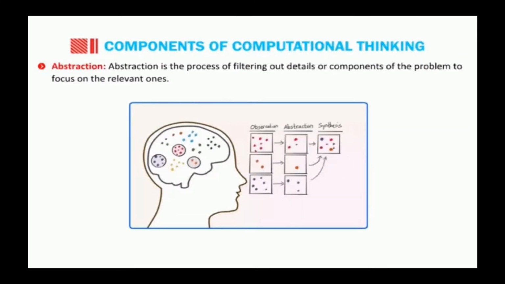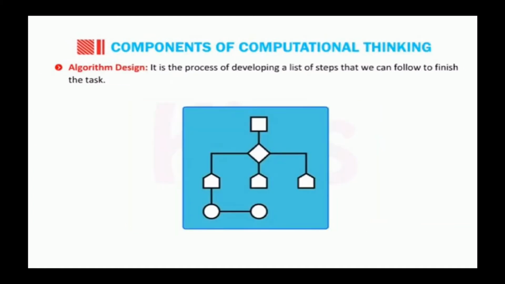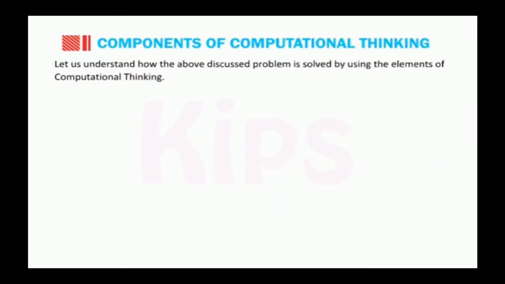Fourth, abstraction. Abstraction is the process of filtering out details or components of the problem to focus on the relevant ones. Then, algorithm design. It is the process of developing a list of steps that we can follow to finish the task. Now, let's understand how the above discussed problem is solved by using the elements of computational thinking.